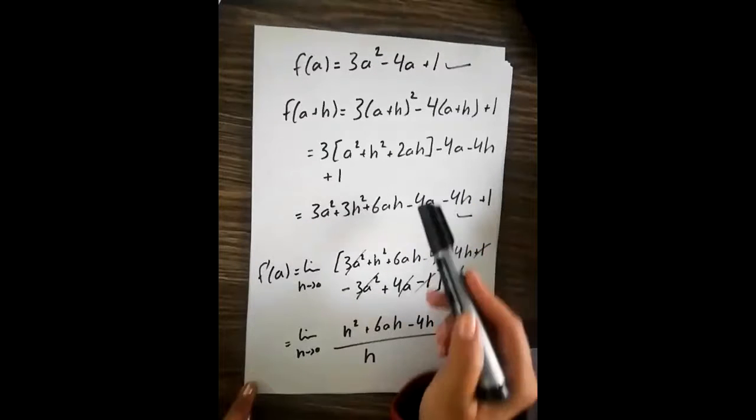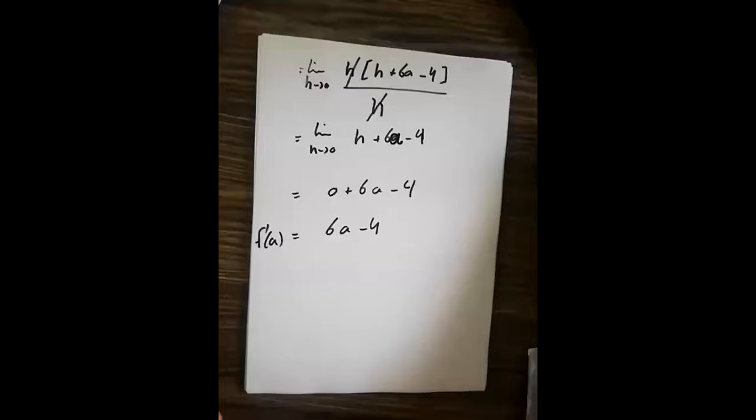Now we put these two values in the formula. What do we get? We get this expression. By cancelling these values, the simplified form is 3h square plus 6ah minus 4h, all divided by h. Then we further simplify it and we get this expression. This is 6a minus 4. Apply the limit as h approaches to 0. So it is 0 plus 6a minus 4.